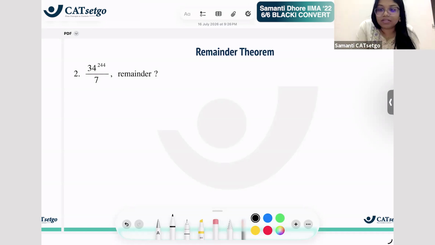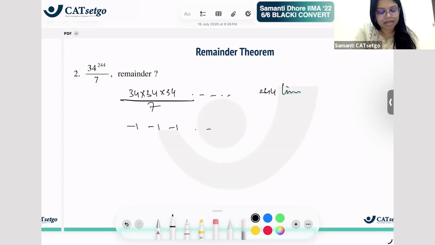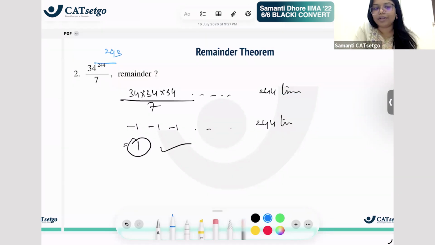Yes. So how do we solve this one? Basically here it is 34 into 34 into 34, 244 times. So this is nothing but, dividing by 7, minus 1 minus 1 minus 1, 244 times. Minus 1 multiplied an even number of times, the remainder is 1. Had they said it was 243 raised to power 243, or 34 raised to power 243, what would the answer be then?